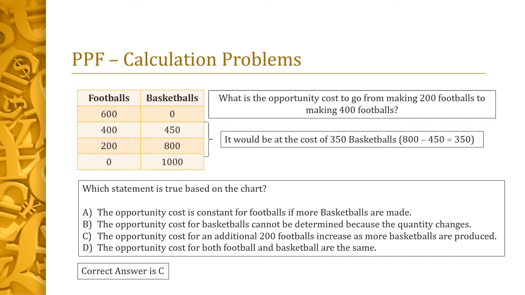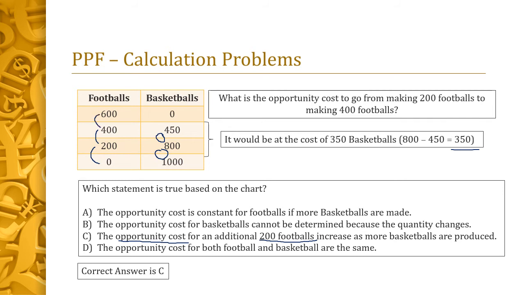Now, if you didn't get C, the question might be in your head, well, how can C be right? Well, remember, we are looking for the opportunity cost for the additional 200 footballs. So we're starting with 0 and we move to making 200 footballs. The opportunity cost is going to be the difference between these two numbers. And then what's the opportunity cost between 200 and 400? Again, it's going to be this. Now, we already know what that is. That's going to be 350, because we figured it out in the problem before.